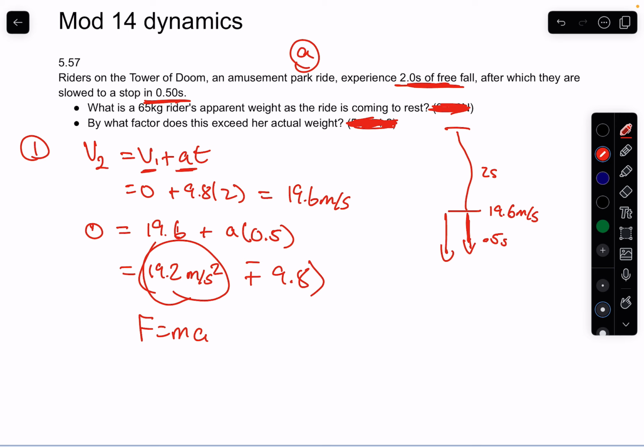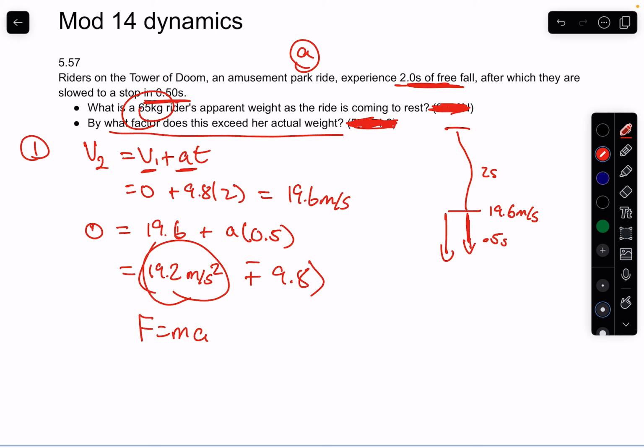So think about this. As you're going down and then they slow down, what direction does the acceleration go? Up or down? And then you'll add or subtract the numbers, and then you'll multiply by the mass, which they said was 65.